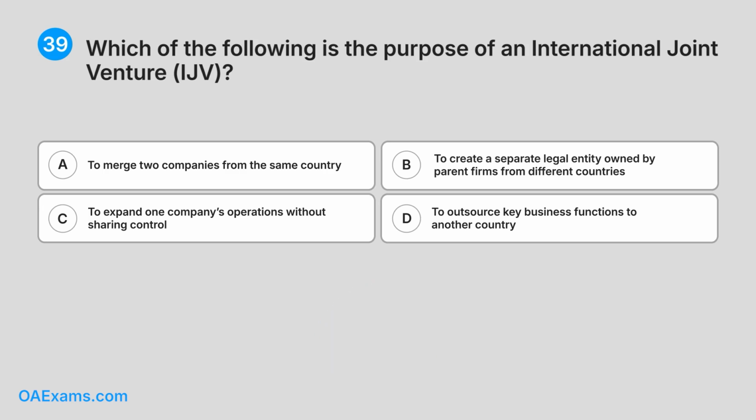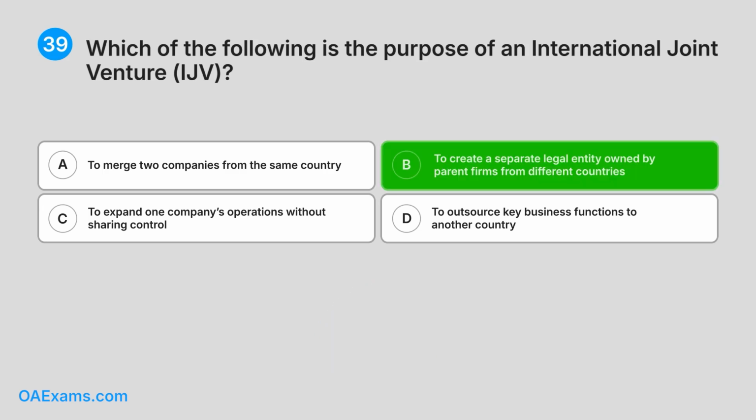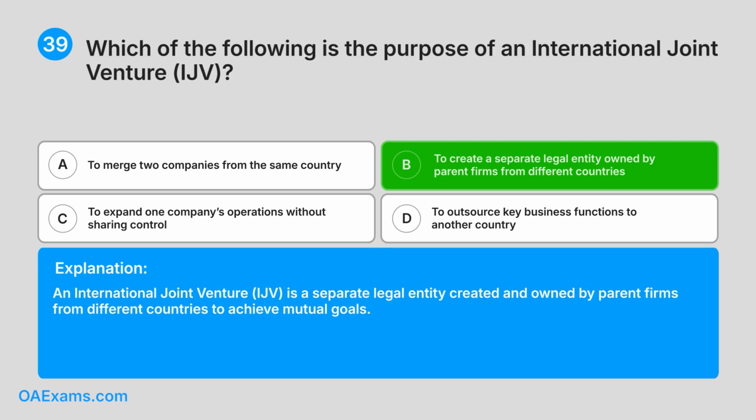Correct answer, B. To create a separate legal entity owned by parent firms from different countries. Explanation. An international joint venture, IJV, is a separate legal entity created and owned by parent firms from different countries to achieve mutual goals.